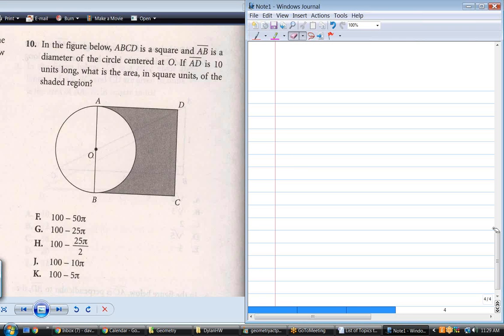Now, first of all, whenever you see a question that says, what is the area of a shaded region? It is always a subtraction problem. As you can tell by the answers, they're all minus.